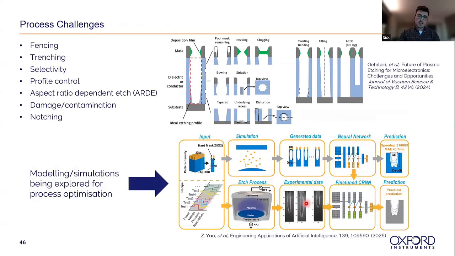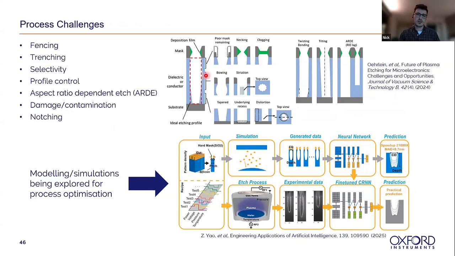Thinking about what process challenges there are and what things you have to keep an eye out for, there are so many to go through that I can't really do justice to naming all of them, but I've named a few of them here, and you can see them schematically. There's a very nice paper that came out two years ago now, which goes through a lot of the different challenges and opportunities for reactive ion etching. I really recommend checking this paper out. It's basically a who's who of reactive ion etching, the authors on this paper.